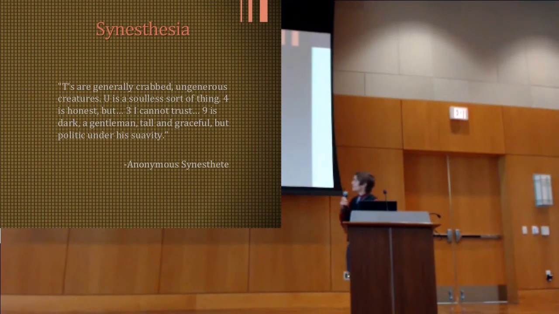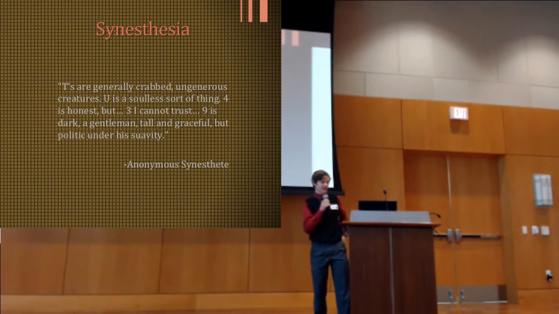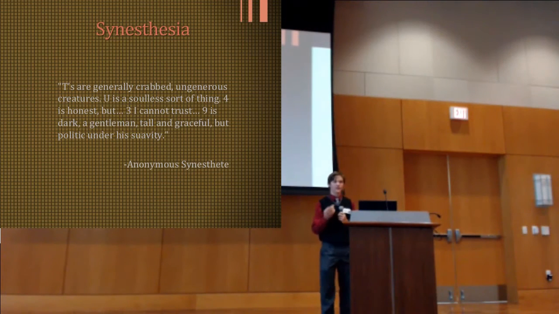I'll read a lot. T's are generally crabbed, ungenerous creatures. U is a soulless sort of thing. 4 is honest, but 3 I cannot trust. 9 is dark, a gentleman, tall and graceful, but politic under his suavity.